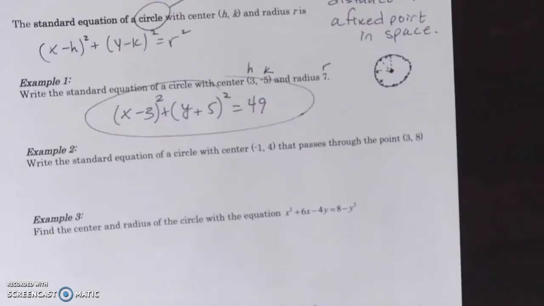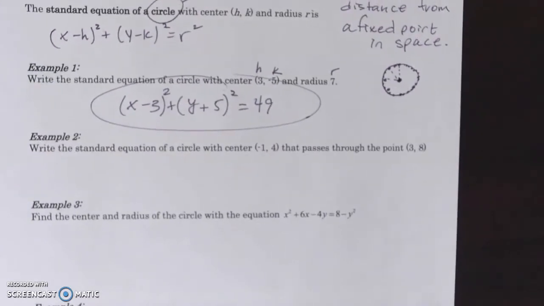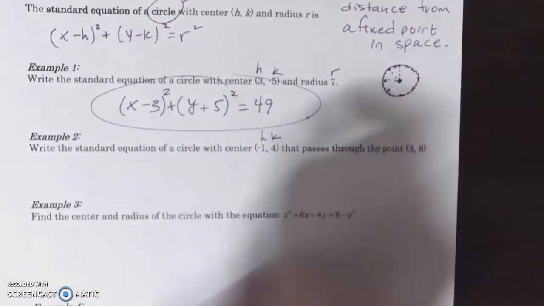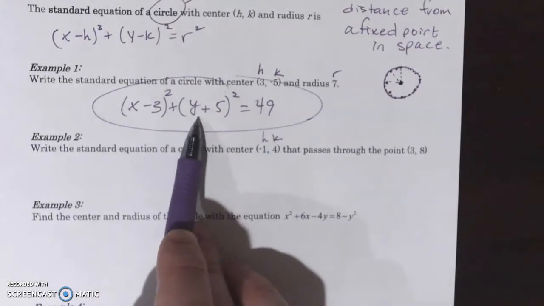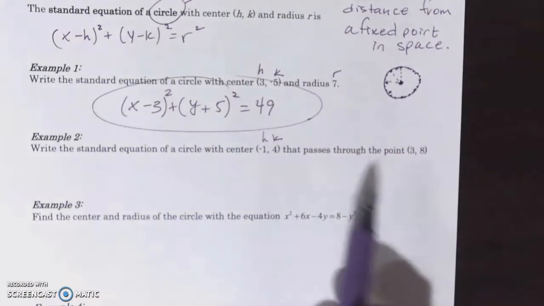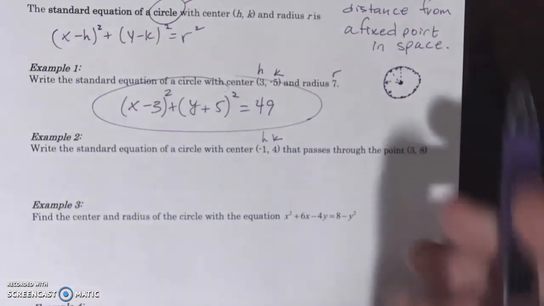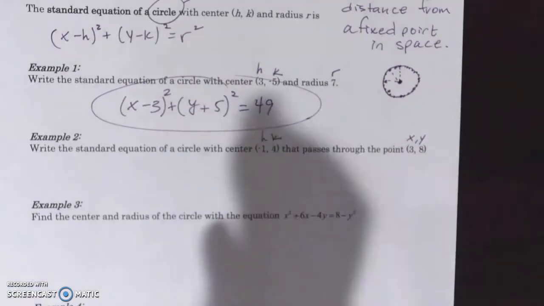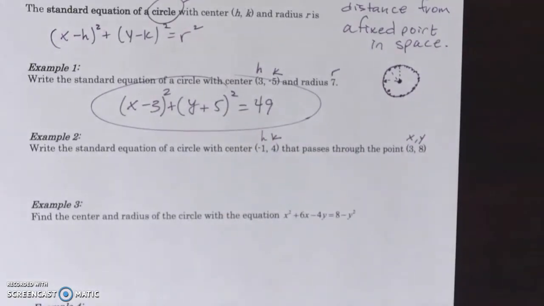Example 2, write the standard equation of a circle with center -1, 4 that passes through the point 3, 8. There's two ways to do this. I'm going to show you one way and talk about another way. This is going to be our h and our k. Remember, the x and the y of any equation represents any point on that graph. So if this circle passes through the point 3, 8, that would be representative of one of the x, y coordinates. The one thing we don't have here that we need is the radius.